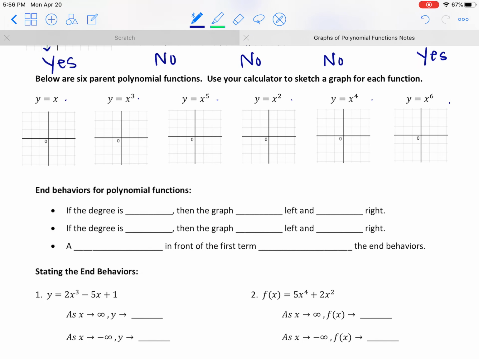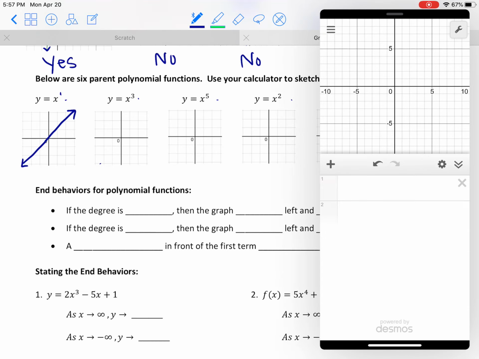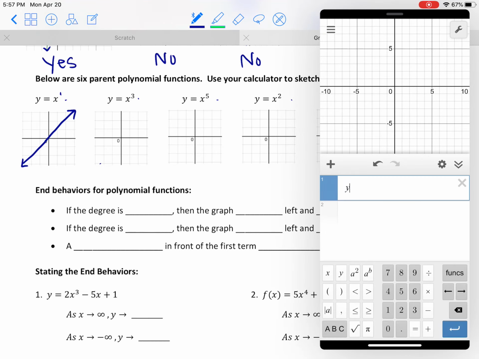Now, end behaviors are another feature I want to discuss with you, because they're patterns. So we're going to graph some of our parent polynomial functions here, although we should know what a few of these look like. y equals x to the first. I'm hoping we know this. That's our parent linear function. Parent cubic function. I'm going to go ahead and put it in Desmos, just if you're not familiar. Obviously we know y equals x to the first.